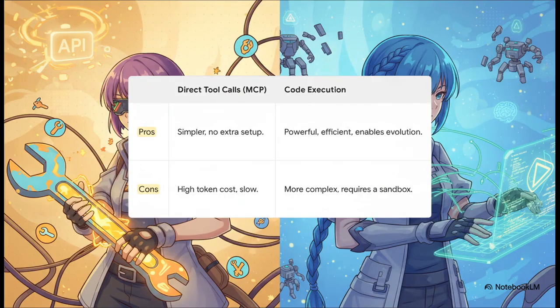Now, we gotta be fair here. It's not all sunshine and rainbows. This new power doesn't come for free. The old way, the direct tool calls, it was simpler, no doubt about it. This new code execution method is definitely more complex. And, this is critical, it absolutely requires a secure sandbox environment to run that agent-generated code safely. So yeah, there's a bit more infrastructure overhead to think about.